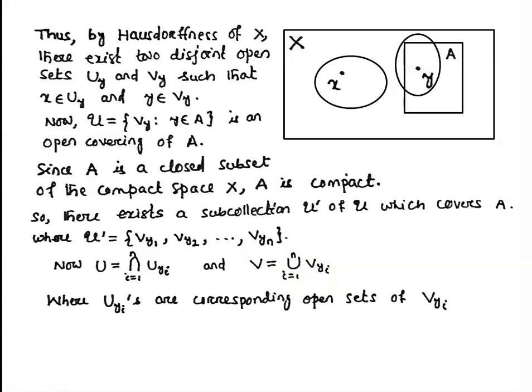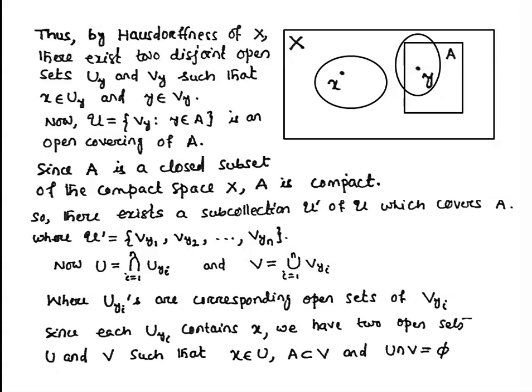Here we have U and B, two disjoint open sets containing x and A respectively. U contains x and A is a subset of B. U and B are disjoint. So the space is regular, because we have taken a closed set A and a point x outside it, and we got an open set U which contains the point x, and an open set B which contains the closed set A, and both the open sets U and B are disjoint. So the space is regular.